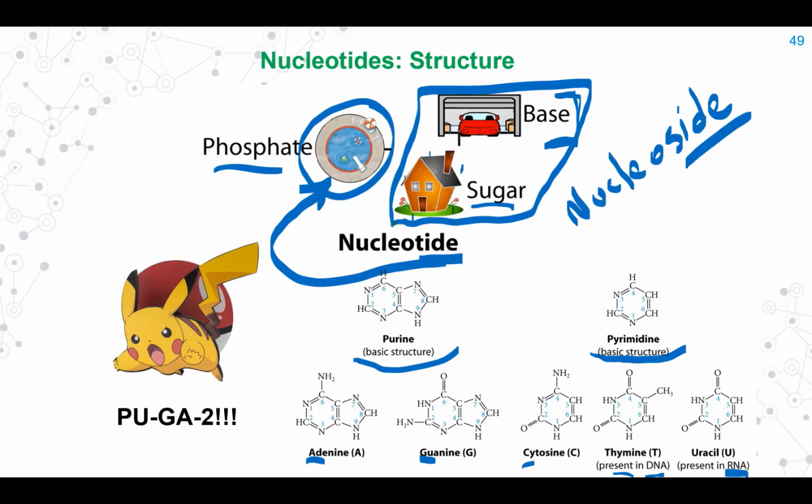Now, how are we going to remember which ones are the purines, which ones are the pyrimidines? I like to remember Pugachoo, this little yellow guy here. Why? Because purines are guanine and adenine, and they have 2 rings. 1, 2, 1, 2. So here is a Pugachoo. And the other ones have to be pyrimidines.